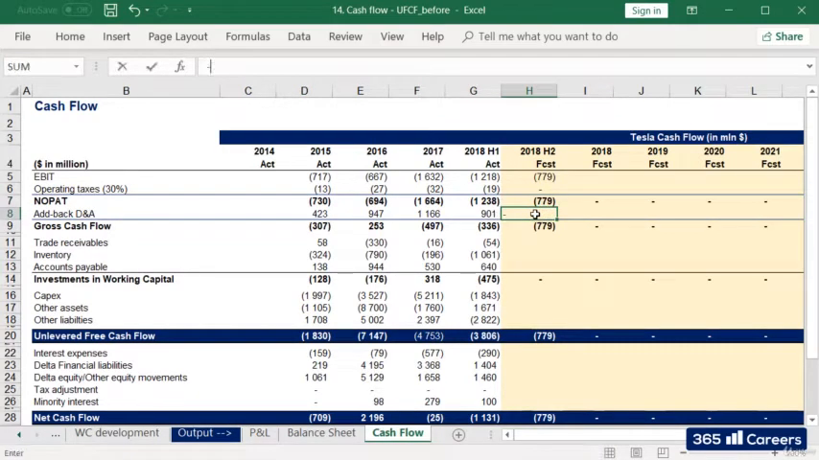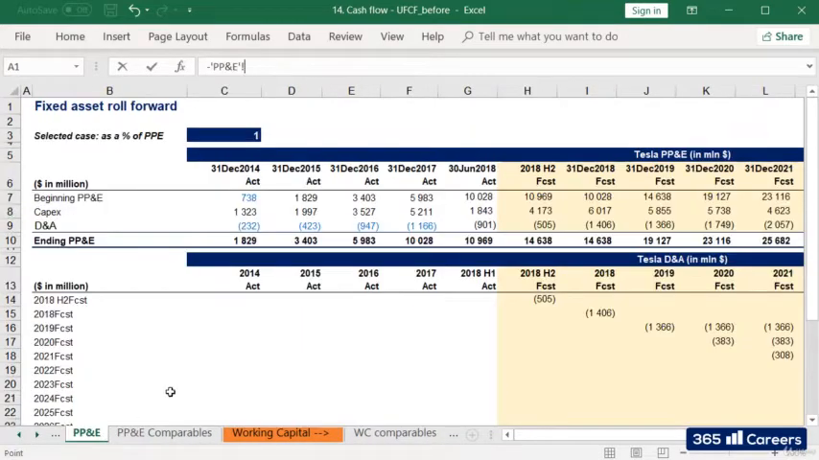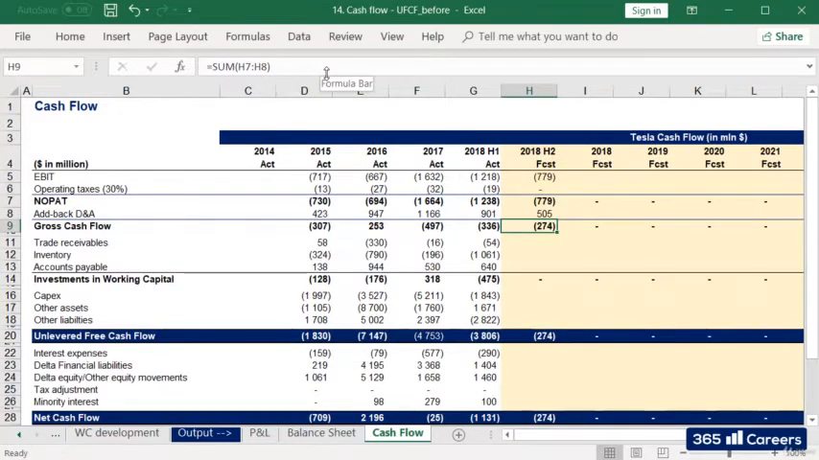I can easily add back D&A, linking to the fixed asset roll forward schedule. The most important detail is to put a minus sign in front, given that D&A is negative in the P&L sheet, but here we would like to add it back. After we add back D&A to NOPAT, we obtain gross cash flow.